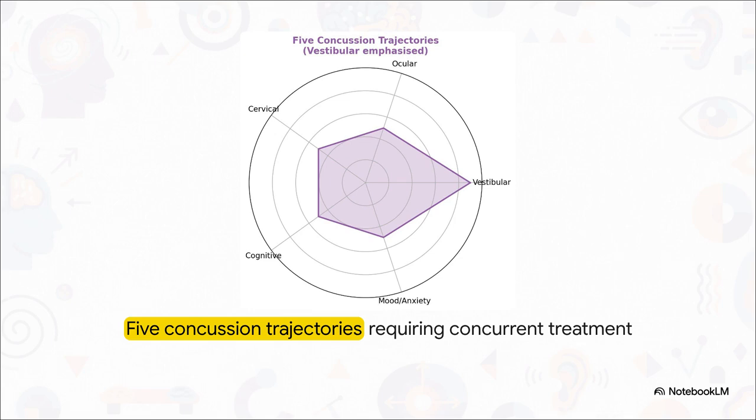If we map out the 5 concussion trajectories, it's clear that while the vestibular component might be the loudest, secondary contributors are almost always lurking in the background. So what does that mean? It means subthreshold exercise has to be paired with targeted oculomotor VRT, think smooth pursuit training, cervical physiotherapy, and neuropsychology. You really have to hit all those concurrent central contributors at the exact same time.